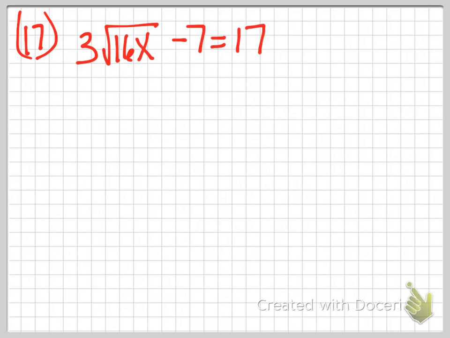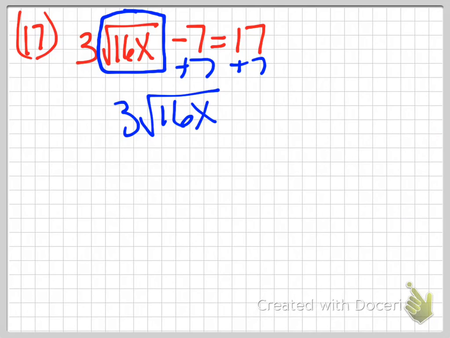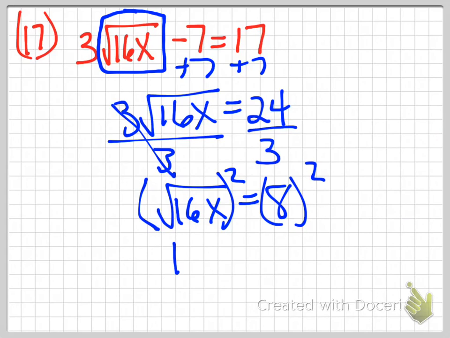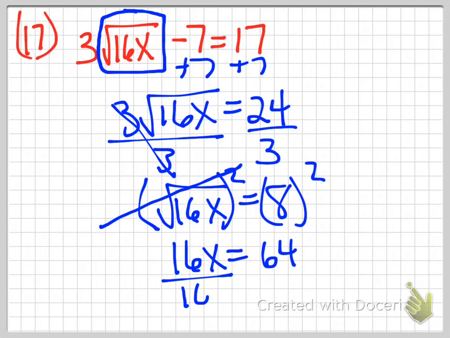The last four problems are all solving problems. Anytime you solve, you're trying to isolate the square root part. So for this problem, I'm going to add 7 first, which leaves me 3 times the square root of 16x equals 24. Then I'm still trying to get the square root by itself, so I divide both sides by 3, which leaves me the square root of 16x equals 8. Now I need to get rid of the square root, so I'm going to square both sides. 16x now equals 64, because remember the square and the square root cancel each other out. Divide both sides by 16, and x equals 4.